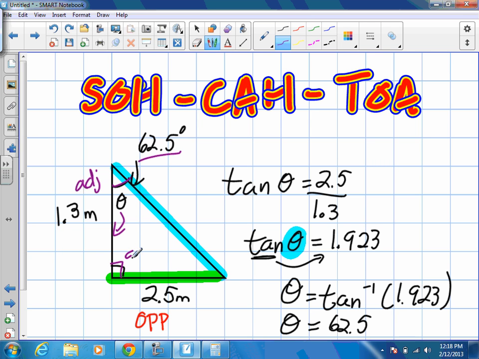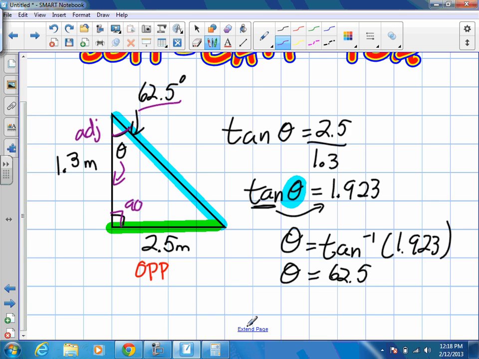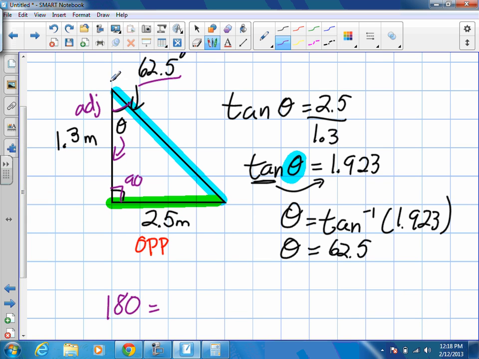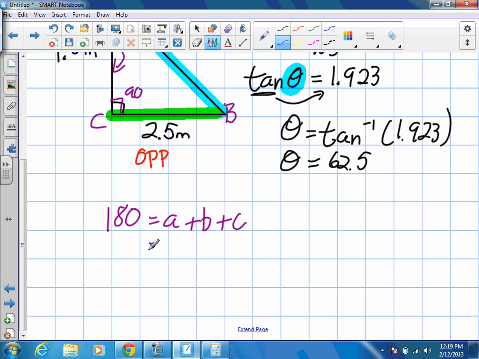90, that's right. So we always know a triangle is going to add up to what value? 180. So what I'm going to do is 180 is equal to, and I'm just going to name the angles. We'll call this theta, we'll call them A, B, and C. Okay? So A plus B plus C is equal to 180. We know A is 62.5. B is our unknown, the one we still don't know. And C is how large? 90, that's right. I called C 90.